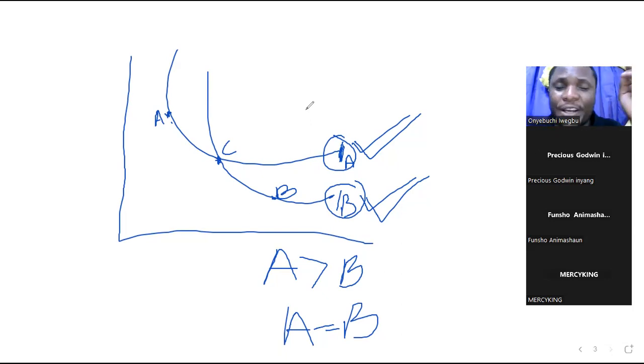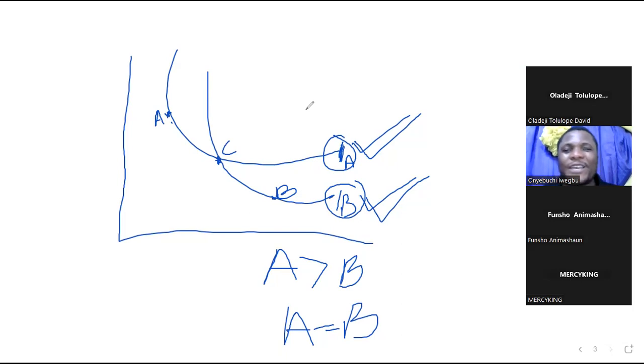So I've told you 3 properties. The 4th property is that the indifference curve is convex to the origin. Tolulope, David.